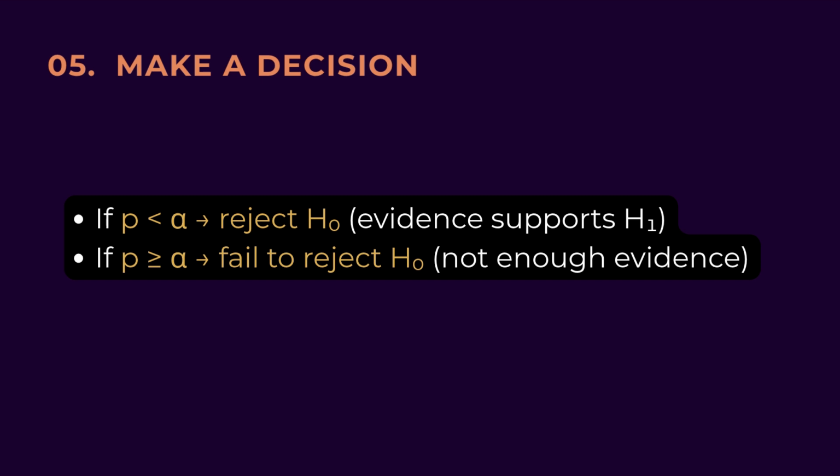Finally, making a decision. If p is less than alpha, we reject H0. That means the evidence supports the alternative hypothesis. But if p is greater than or equal to alpha, then we fail to reject H0. That means we don't have enough evidence to say something is happening, though it doesn't prove that H0 is true. It just means that we can't rule it out.